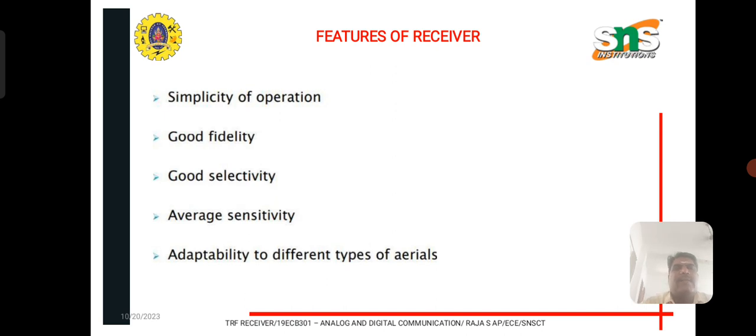Then this radio receiver can be used with many antennas. Aerial means antenna. For example, a particular FM receiver can act with a Yagi-Uda antenna, or a helical antenna, or a microstrip antenna, likewise.